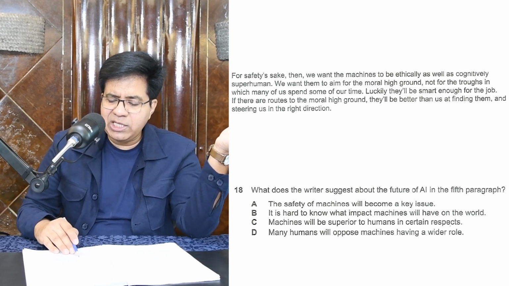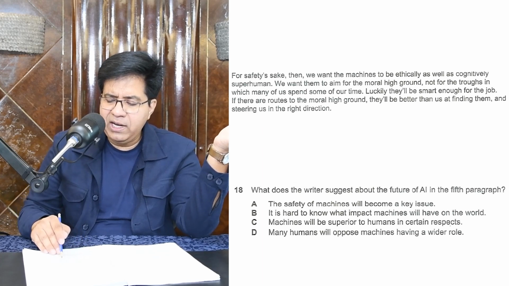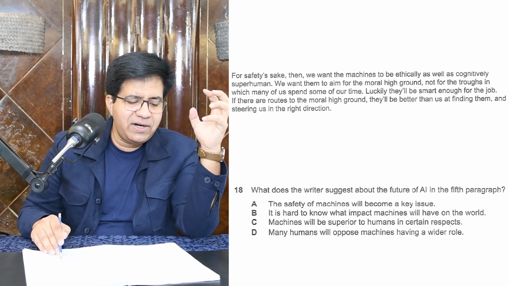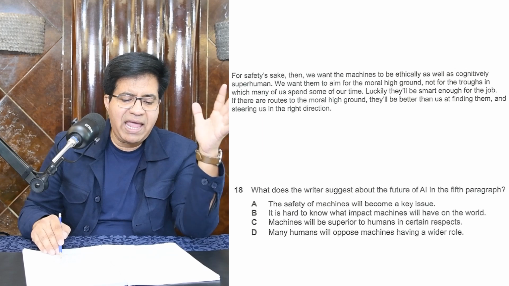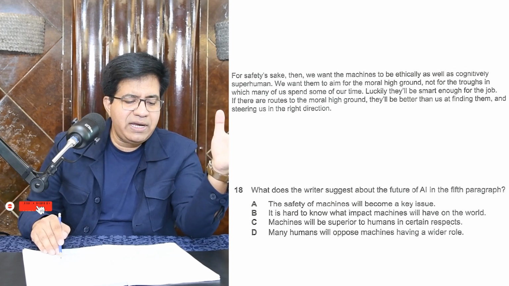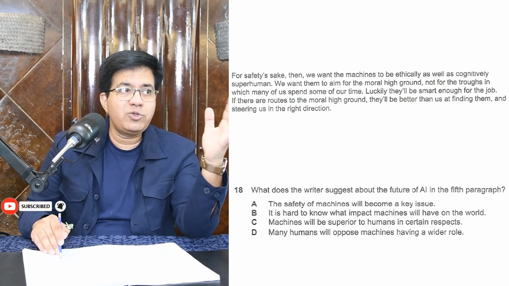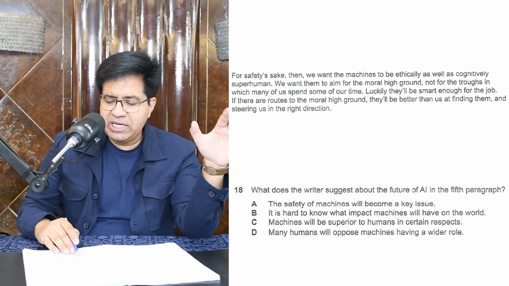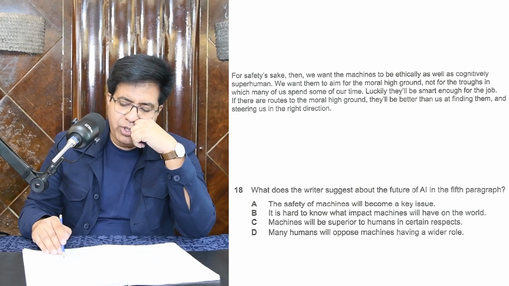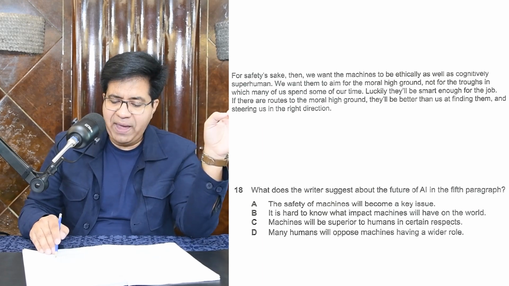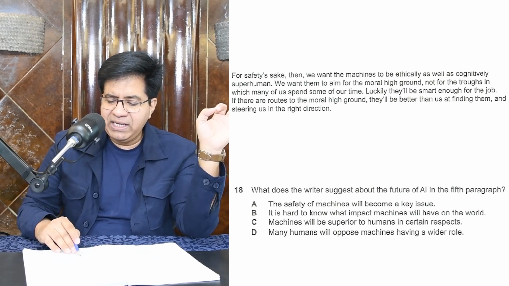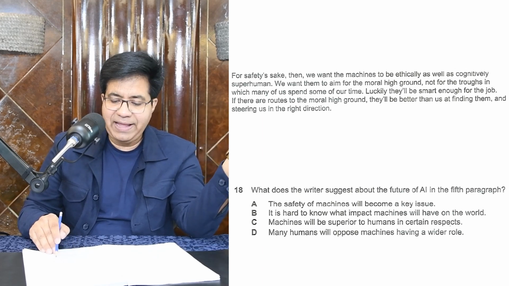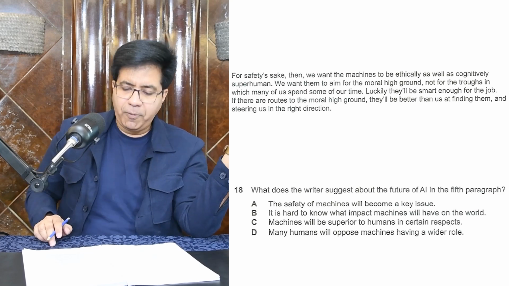Option C, machines will be superior to humans in certain aspects. They said here, "We want the machines to be ethically as well as cognitively superhuman." Now, superhuman is someone that is better than human. So, machines will be superior to humans in certain respects. And option D, many humans will oppose machines having a wider role. They didn't mention that. The correct answer for that is option C.